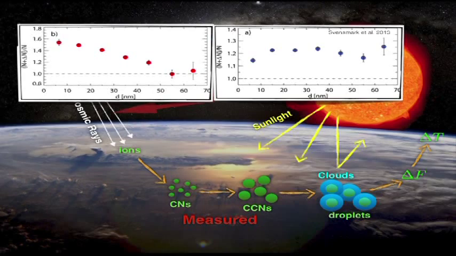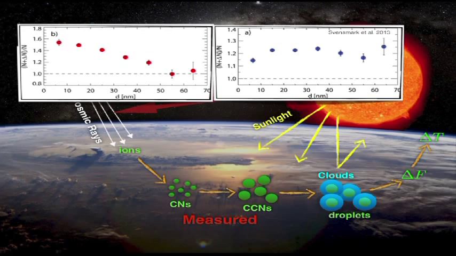So there are two effects here. One is that they nucleate more, and the other is that the ions help the aerosols survive the growth from 3 nanometers to 50 nanometers, which is still very small, but enough to allow condensation. So we see these things in the lab.